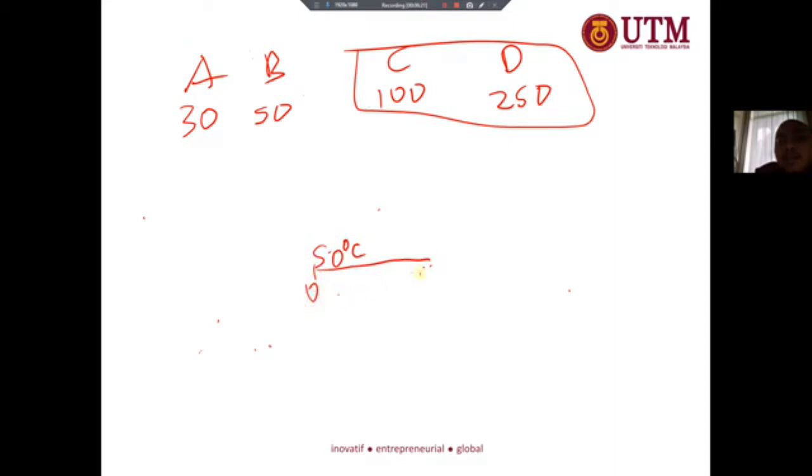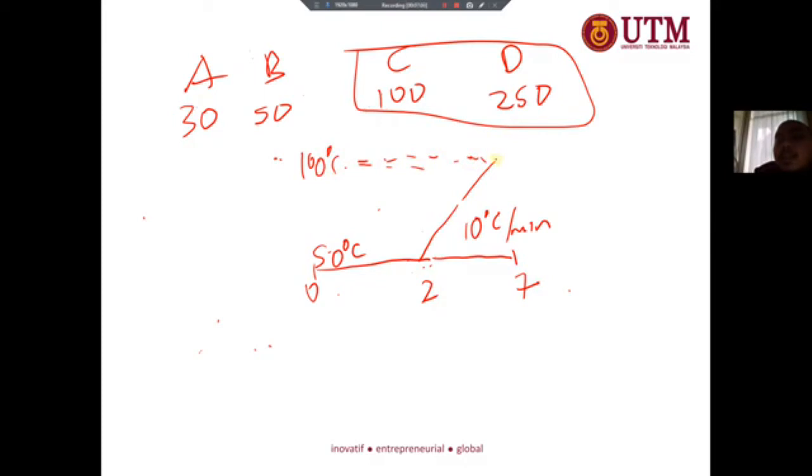So 0 to 2 minutes hold. To reach C and D, maybe I set 10 degrees C per minute. So from 50 to reach 100 at 10 degrees C per minute, it will take 5 minutes, right? So at 7 minutes, it will reach 100 degrees Celsius.